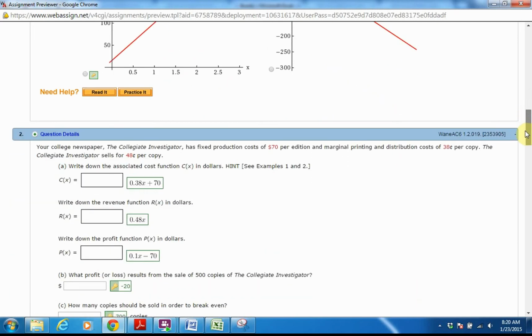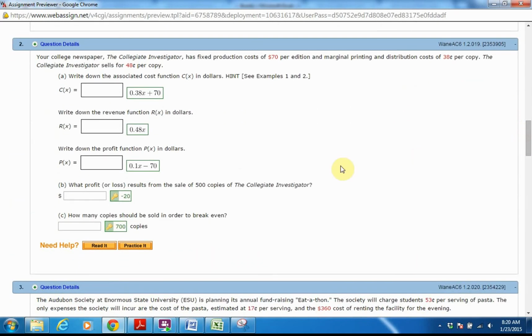The next one that I'm going to do, I actually want to show you a demonstration in Excel for. So when you look at this, it gives you information to be able to set up your cost function. You know that there are 38 cents per copy, $70 per edition, so there's your cost function. This next function, the revenue function, how much is the company, the collegiate investigator, going to make? Well, they're going to make 48 cents for every copy, so that's 0.48x.